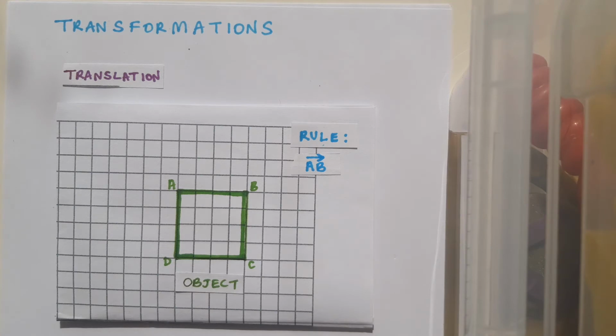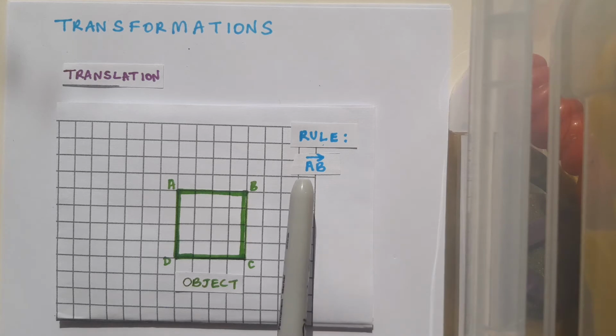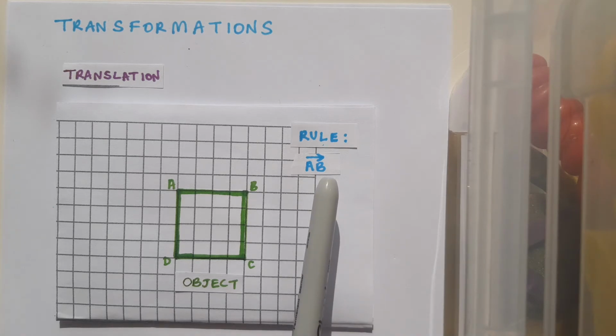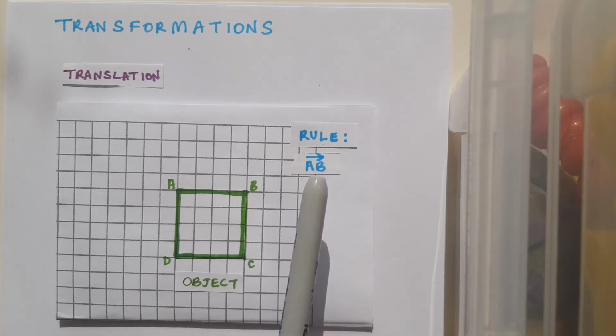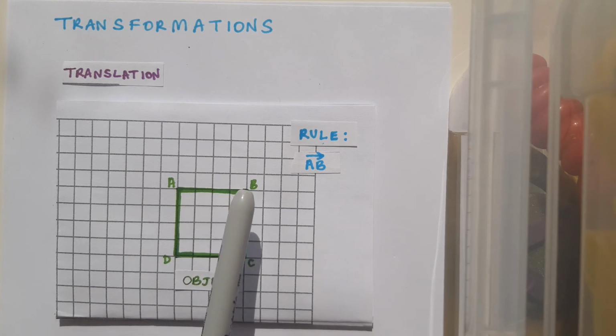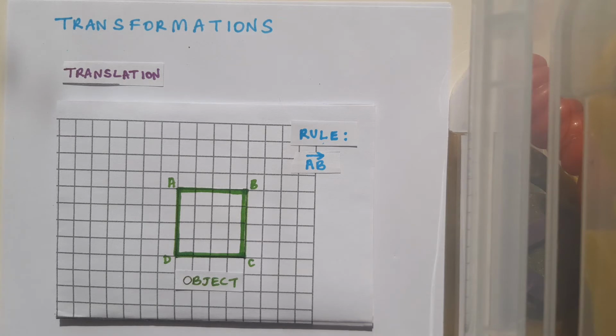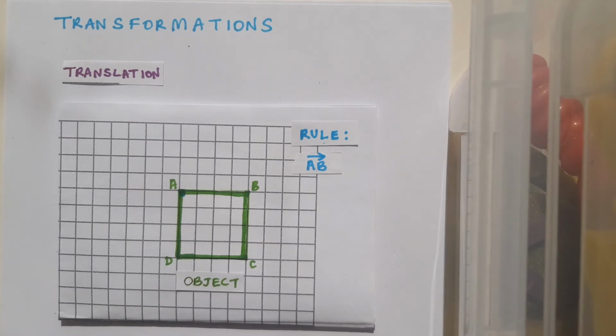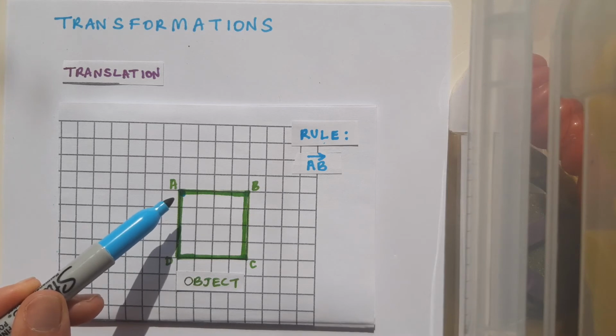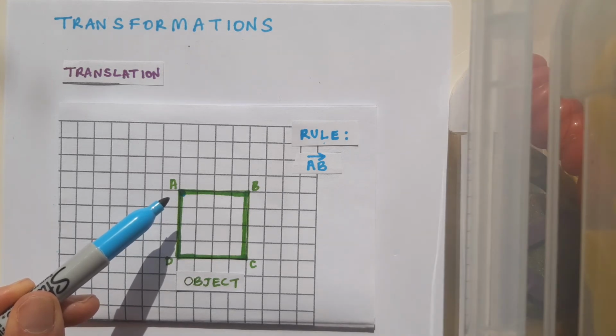If I'm required to do a translation, the rule for the translation will be written as 2 letters with an arrow above it. And this is simply an instruction to move the point, in this case A, to the point B. So I'm going to slide A from its current position over to B, and I'm going to use the exact same rule for all the other points on my object. So note that currently my point A is here. Well, now I'm going to slide A over to B.